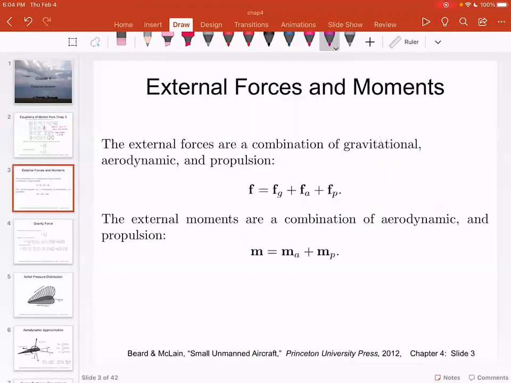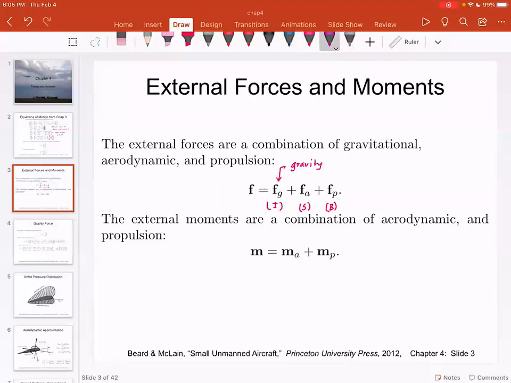I will show you how those can be derived. Now, quickly, what type of forces act on an aircraft? There are primarily three types. One is gravity, the gravitational force. Gravity is always going to be down in the inertial frame. Aerodynamic forces, for example lift and drag, are going to be in the stability frame. Propulsive forces are typically in the body frame.